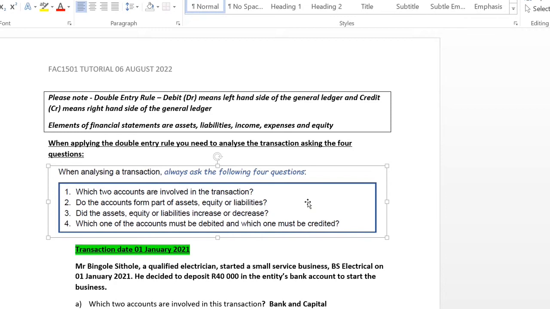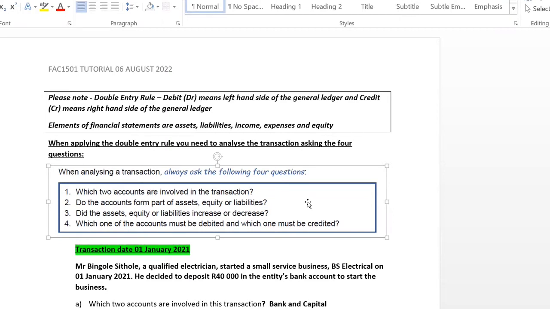When an asset increases, you debit. When an asset decreases, you credit. When income increases, you credit. When income decreases, you debit. When an expense increases, you debit the expense. When an expense decreases, you credit the expense.